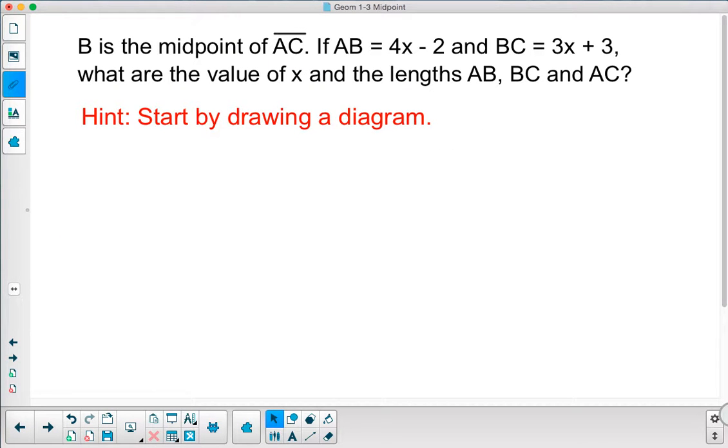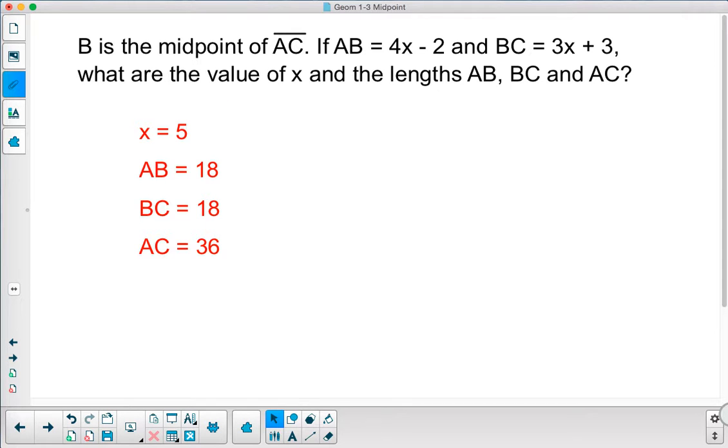Now this one's still related to a midpoint, but it's a different kind of problem. Draw yourself a diagram to start with. B is the midpoint of AC. Don't forget to put the tick marks on the diagram so that you know that those two segments are supposed to be the same. Fill in the information and give some thought to how you would solve it. Then start back up so that I can give you the solution. Make sure that you have answered what the value of x is, and then you substitute it in to find the length of AB, BC, and AC. There's a lot of things you need to find on this one.